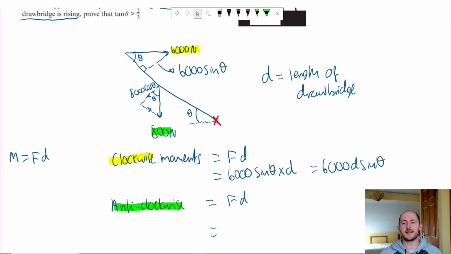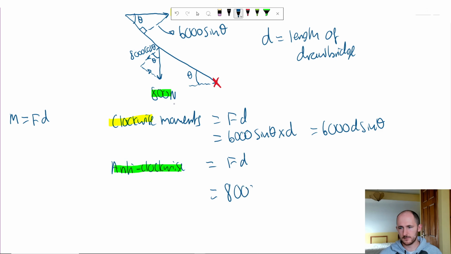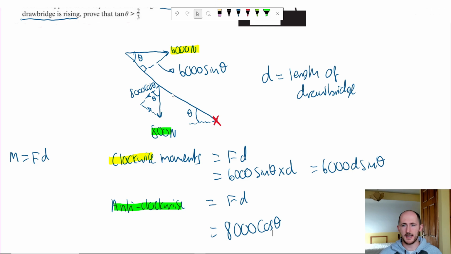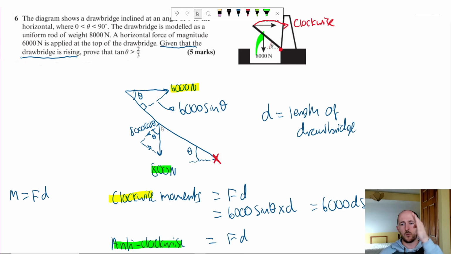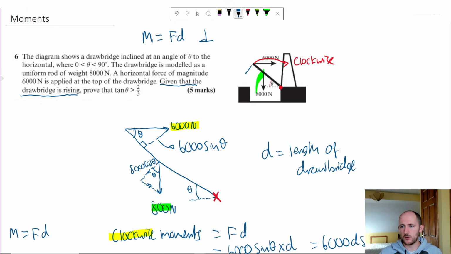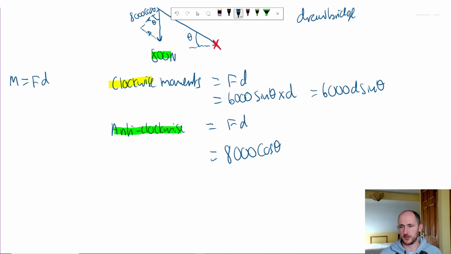Cool. Then what about the anti-clockwise moment? Well, it was going to be 8,000 cos theta. And what about the length of the drawbridge? Well, again, it's not the length of the drawbridge here. It's only a fraction of it. Because it's a uniform rod, remember what I said: the weight acts as if it's in the middle of the drawbridge. So it's halfway along. So if I want to call this whole length d, then half of it should be d over 2. Which, if I cancel out 8,000 then divided by 2, would be 4,000 d cos theta.